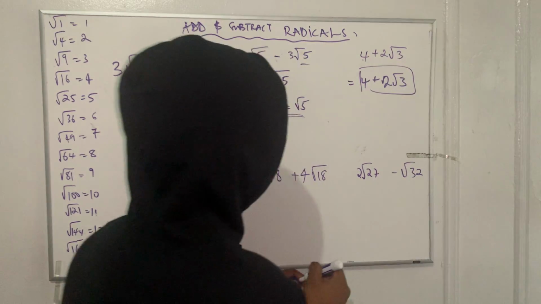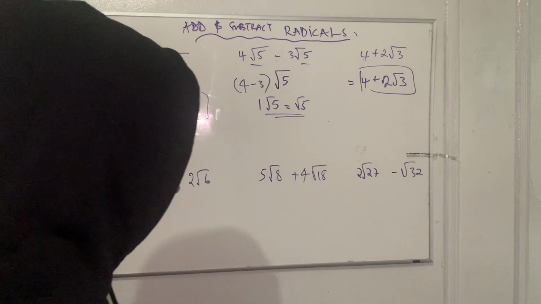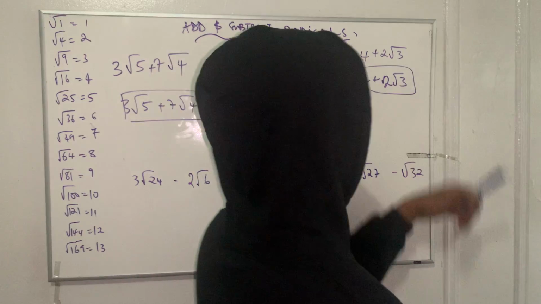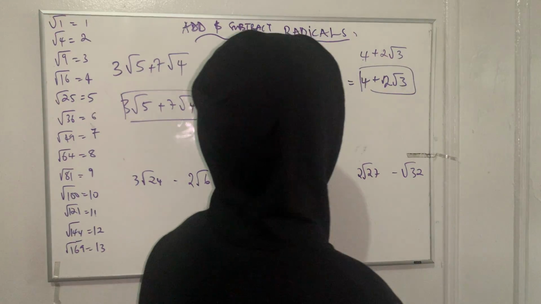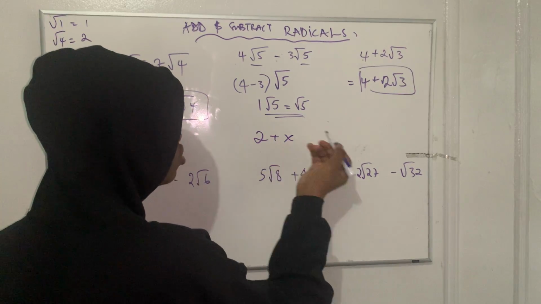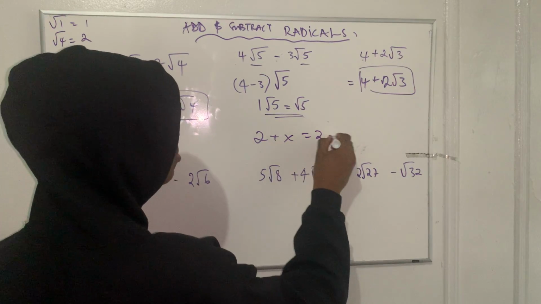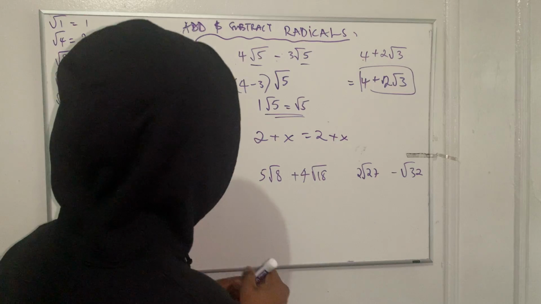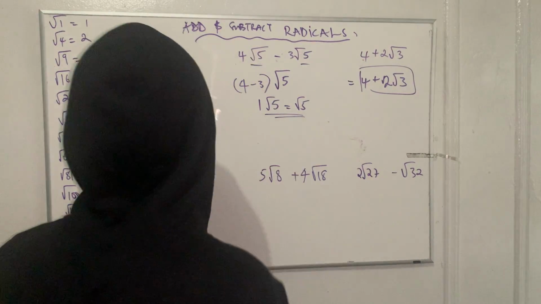This is a 4. It's not a radical, it's a number. And a number cannot add to a radical. It doesn't make sense, right? So it's the same thing as 2 plus x. You cannot add 2 and x. It's the same thing, 2 plus x is your final answer. So that's what it means.